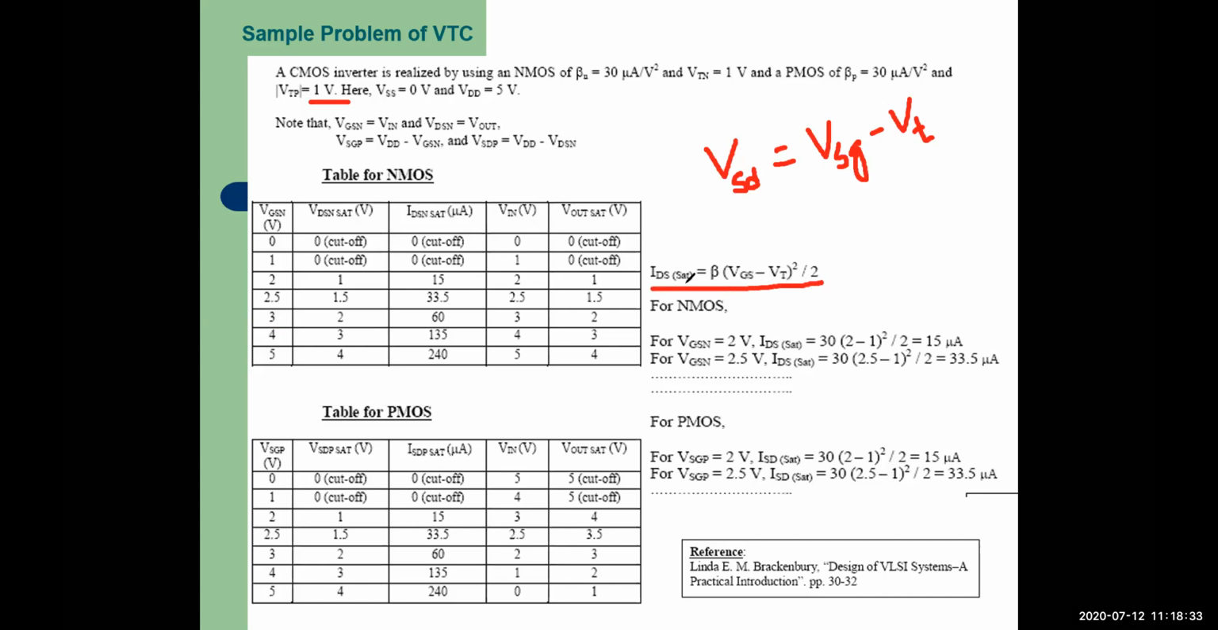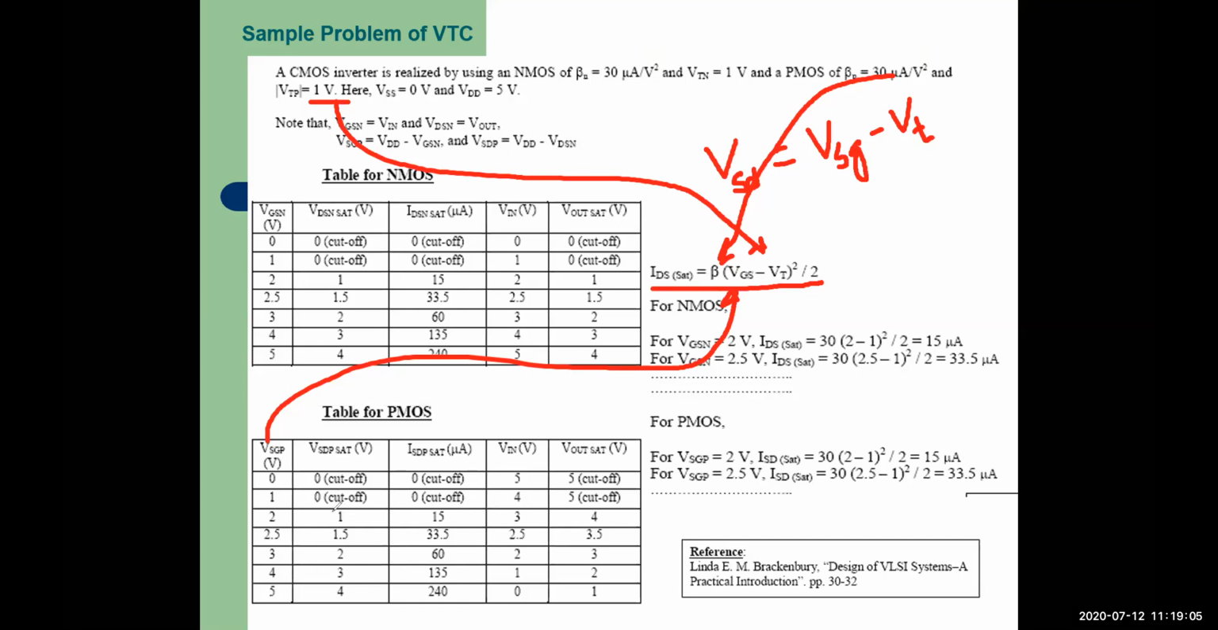But right now, you have to write ISD, beta P, VSG, VT. So which beta? This beta, not the previous beta. This beta is 30, this beta is 30. So you will use this one. Which VSG? This VSG. Which VT? This VT. Okay. So now first one, it is 0. So cut off, 0. It is 0.